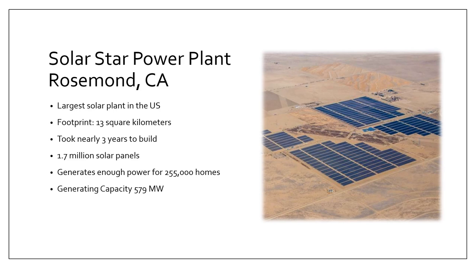Then we'll take a look at California, the United States solar facility in Rosamond, California. That's the largest solar plant that we have here in the U.S., 13 square kilometers. It took about 3 years to build. 1.7 million solar panels are there, and they generate electricity for 255,000 homes. That's about 579 megawatts.